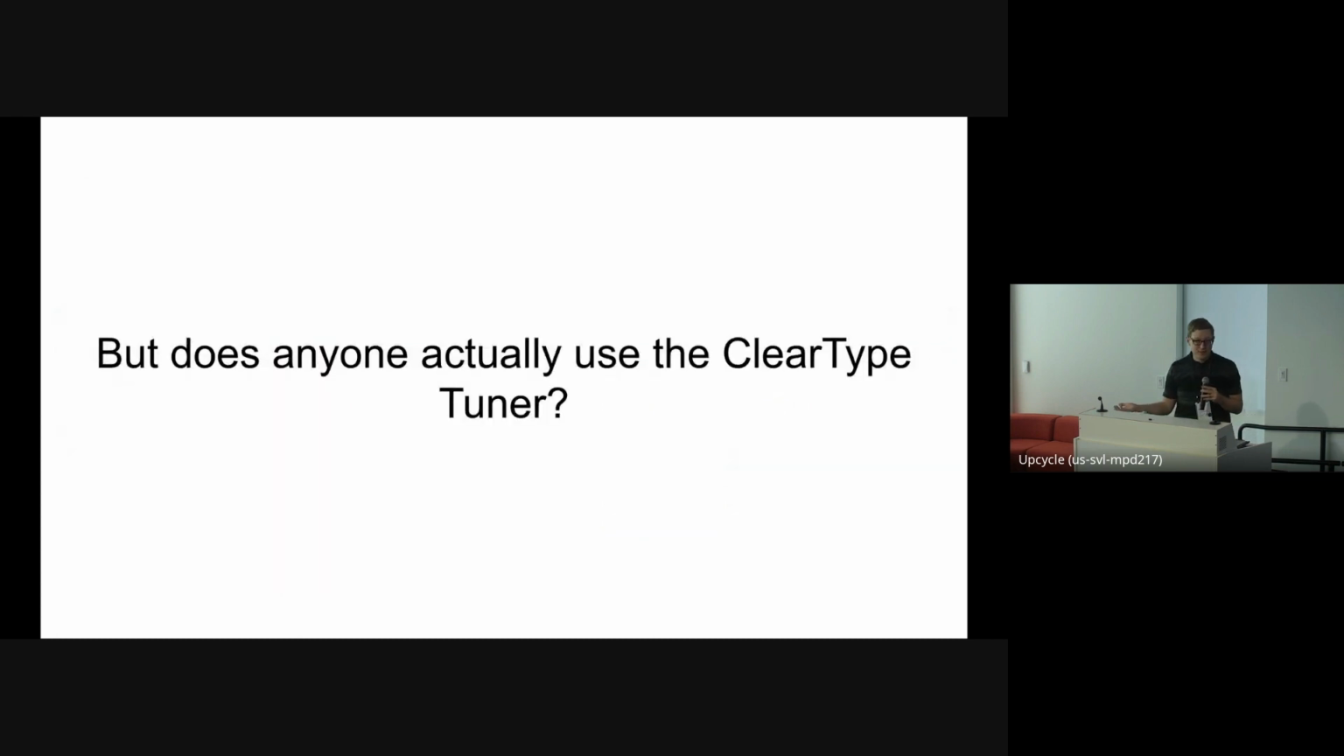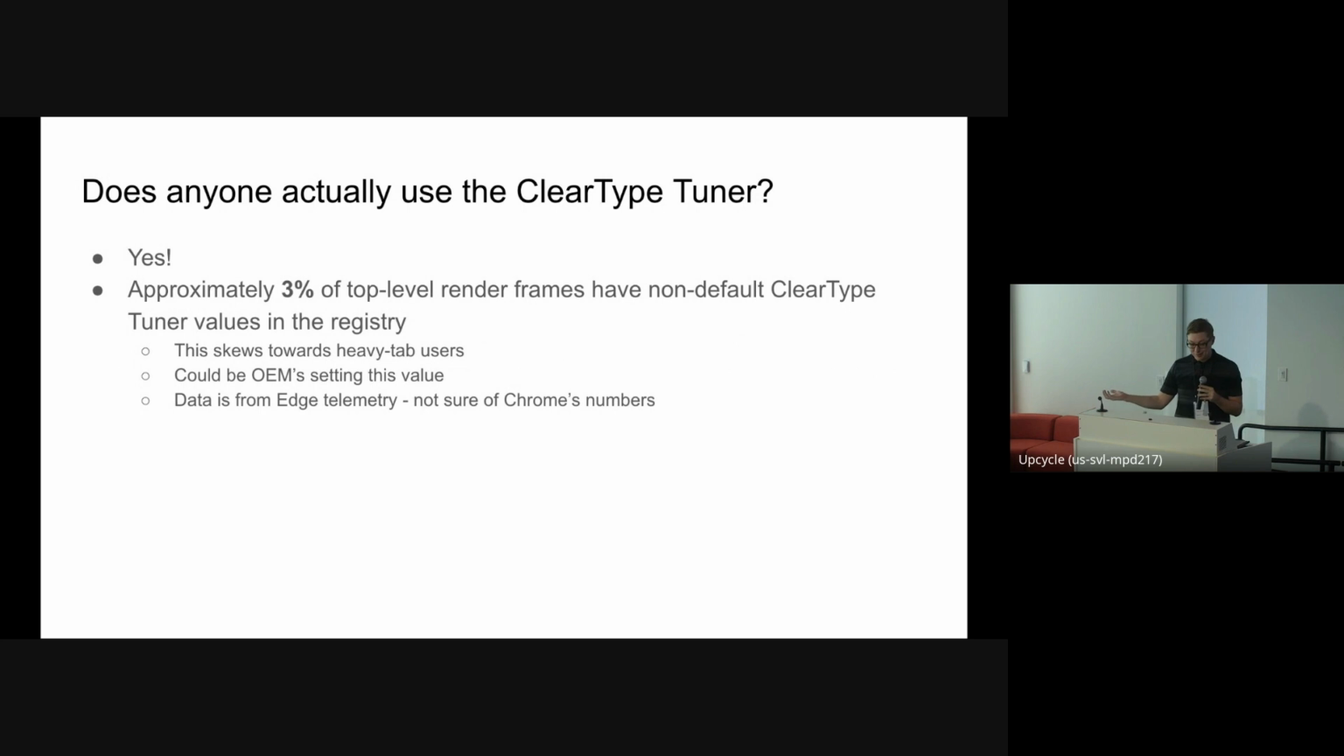You might be wondering, does anyone actually use this? I had never heard of this. I was pretty skeptical that this would be a significant amount of users, but fortunately, he added some telemetry into Edge as well to see how many people had non-default values. And it turns out, yes, like 3% of our top level render frames had non-default values here, which was kind of shocking to me. I thought it was going to be like an order of magnitude smaller.